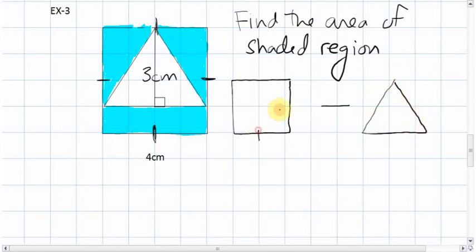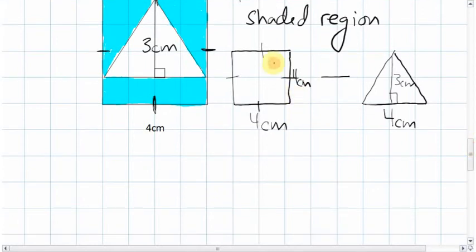The square's dimensions were 4 all around, 4 centimeters. And for the triangle, the dimensions were what? Well, this base, I didn't have it written down right there, but you can see that has to be the same as that, so it must be 4 centimeters. The height, straight up and down height, is 3. And of course, this height here is 4. Okay, so you have this square minus that triangle.